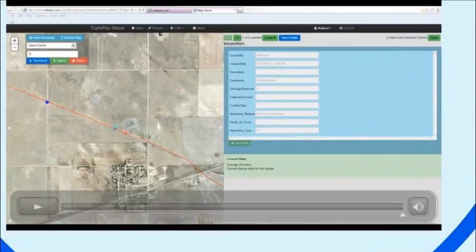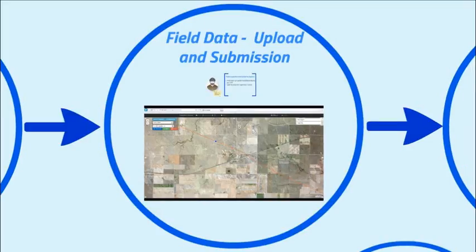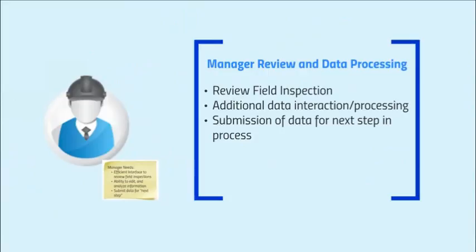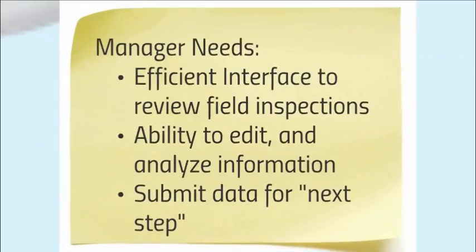All right. Field user is done from this point, right? We've submitted that data. It's moved from one state to the next. The field supervisor has now been notified, or perhaps is just going through their standard process. This data is now in their queue, right? So our job now is to review that field inspection, or the inspections coming in from multiple users in my single portal. There may be additional interaction and processing that I need to do, and then I may need to submit that data for the next step in the process. Quick review from their perspective: it needs to be an efficient interface, with the ability to perhaps perform some additional work, edit, analysis, and move that data to the next step.